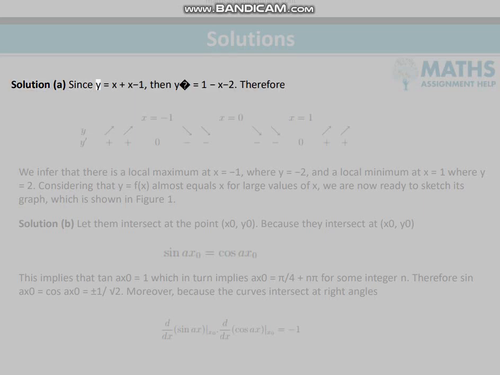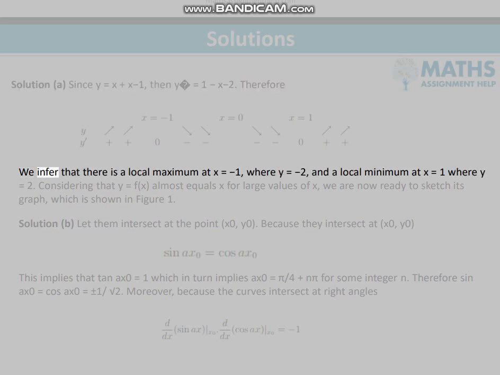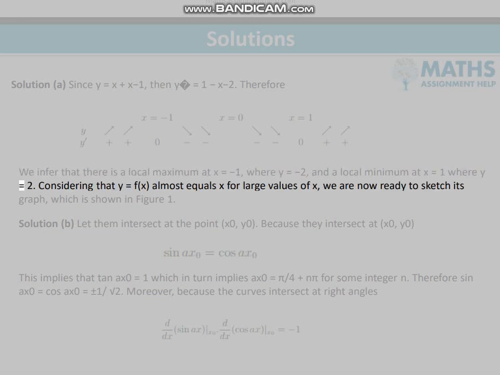Solution A. Since y equals x plus 1/(x minus 1), then y' equals 1 minus 1/(x minus 1)². Therefore, we infer that there is a local maximum at x equals minus 1, where y equals minus 2, and a local minimum at x equals 1 where y equals 2. Considering that y equals f(x) is almost equal to x for large values of x, we are now ready to sketch its graph, which is shown in figure 1.